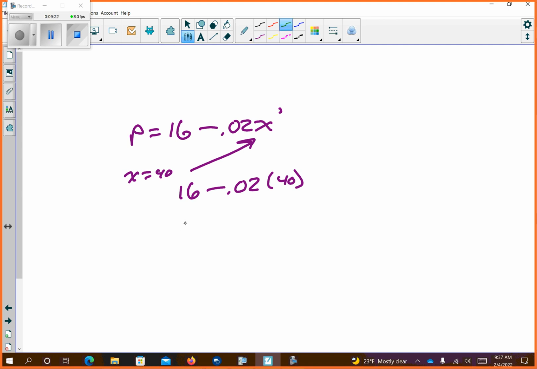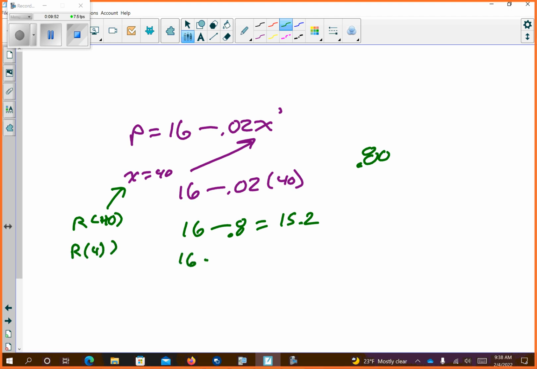So if we do the math here, I'm going to get 16 minus 0.02 times 40. So 2 times 4 is 80. Move the decimal, so that's 0.8. So that becomes 15.2. Okay? And then if we said, hey, what about if we had R of 41 versus R of 40? Well, this right here is basically R of 40. And if we found R of 41, it's doing the same thing, that's going to be 16 minus 0.02 times 41. And then just do the math to it.